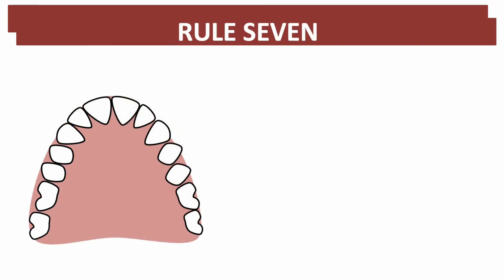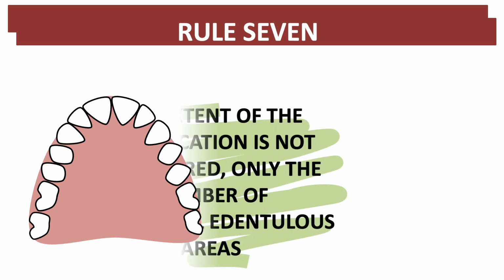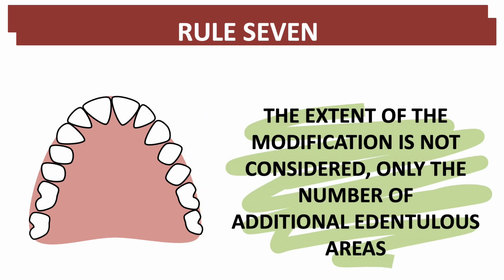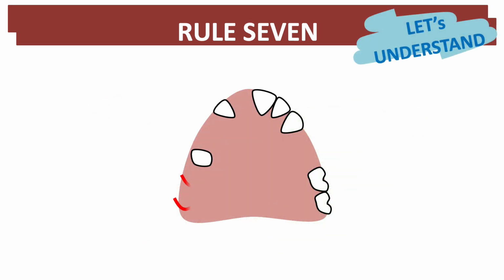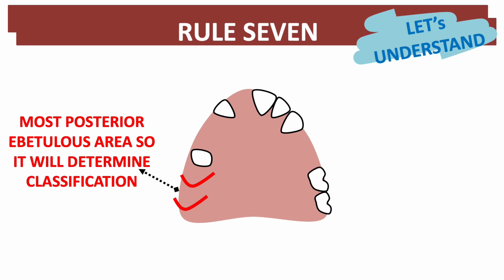Now rule 7. The extent of the modification is not considered. Only the number of edentulous areas, a very important point. Only the number of edentulous areas is considered. What does this mean? Try to understand. Look at the figure. We have a most posterior edentulous area, so it will determine the classification. According to this, it is a Kennedy's class 2 classification.